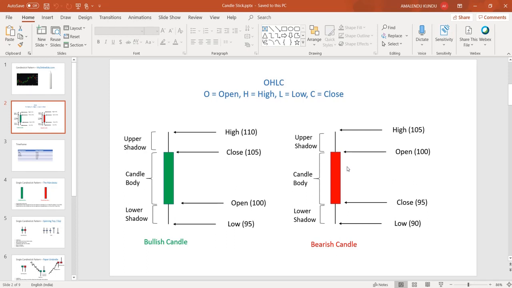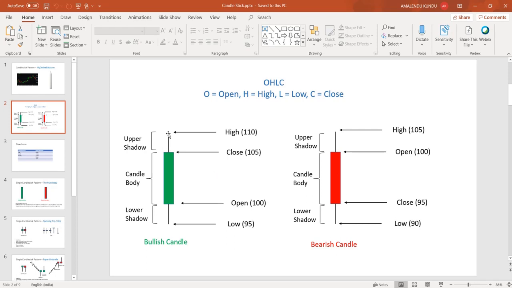Okay, so let's stick to this fight, just imagine that there's a fight going on between the bulls and the bears. Fine. Now, as you can see, this is the candle body. Similarly, this is a candle body, but this candle is a green candle, so it's a bullish candle. This candle is a red candle, so it's a bearish candle.